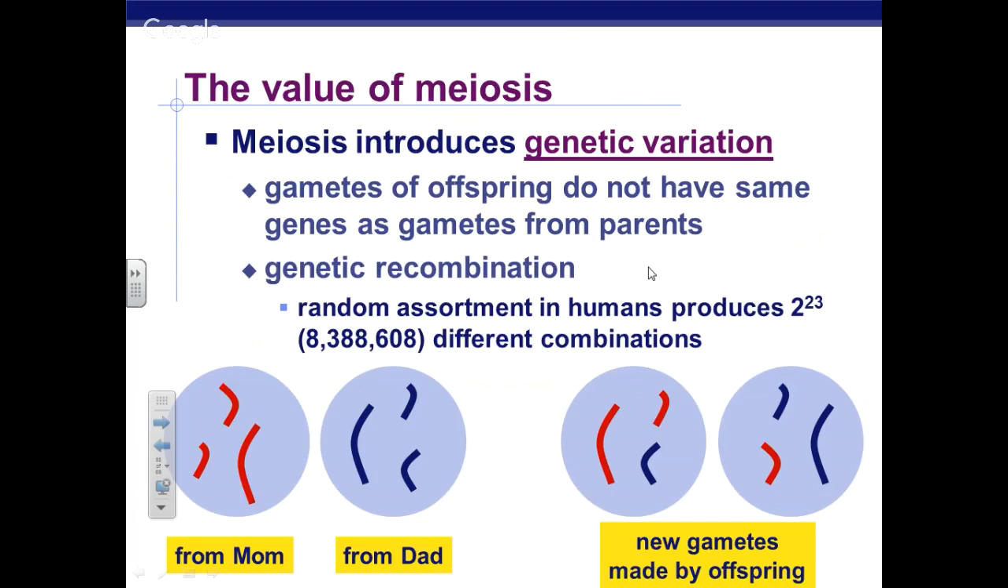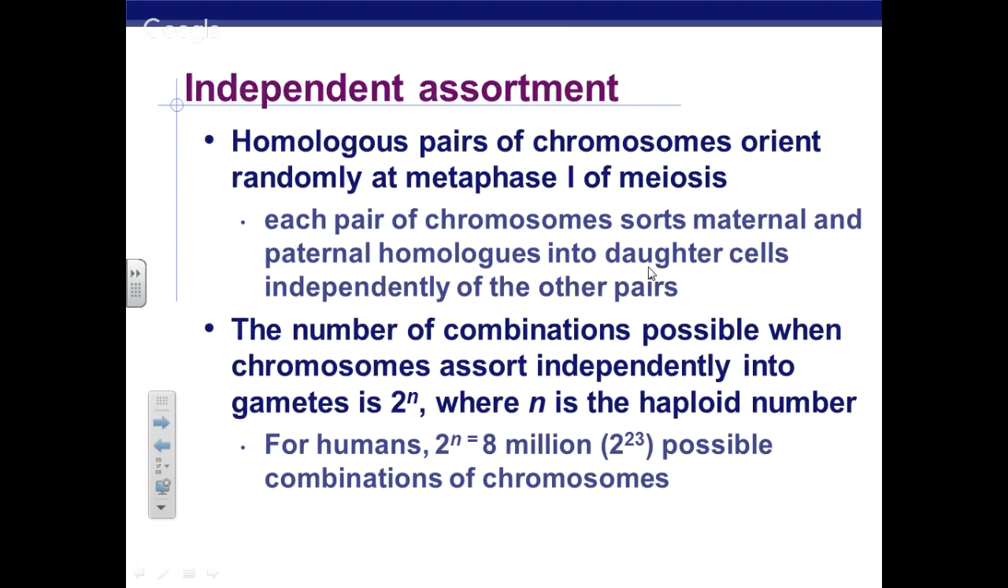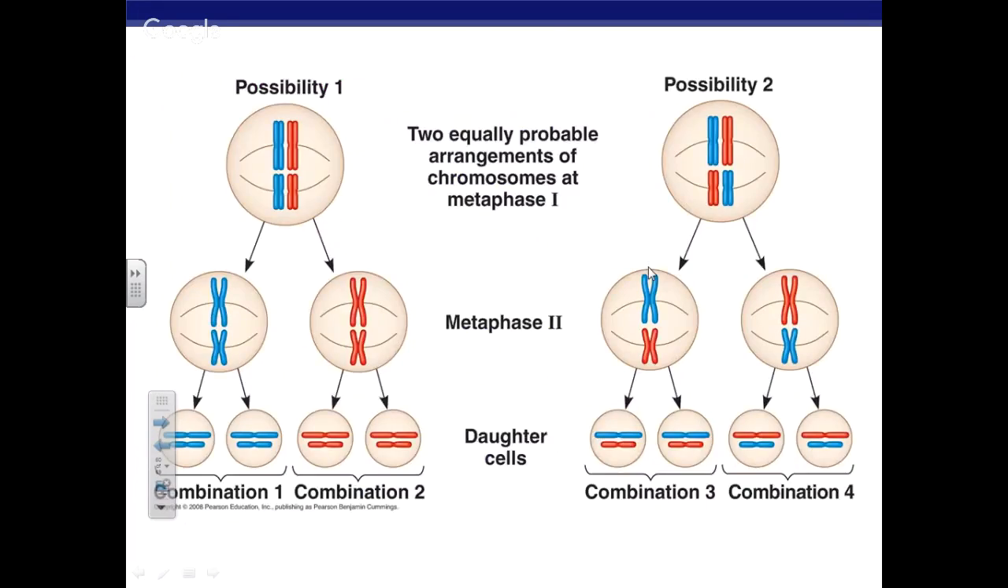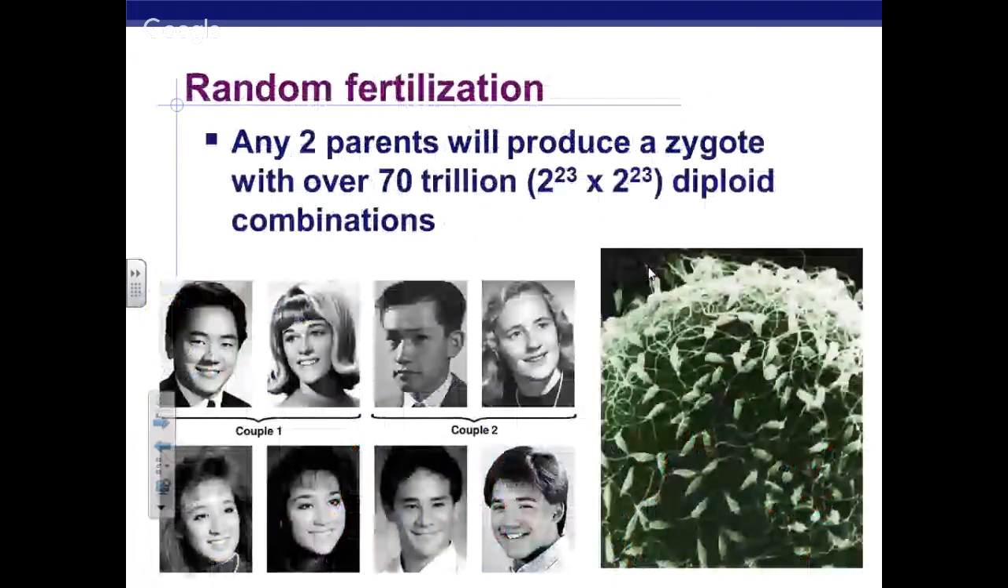2 to the 23rd is over 8 million already. So over 8 million times over 8 million is insane. That's how many different offspring are possible, I have the number in here somewhere, 70 trillion. Now, some people might say, well, why do I still kind of look like my sister, even though there's over 70 trillion different combinations? Well, that has to do with what we call linked genes, which we're going to talk about in chapter 15. Those are genes on the same chromosome that have a tendency to travel together.